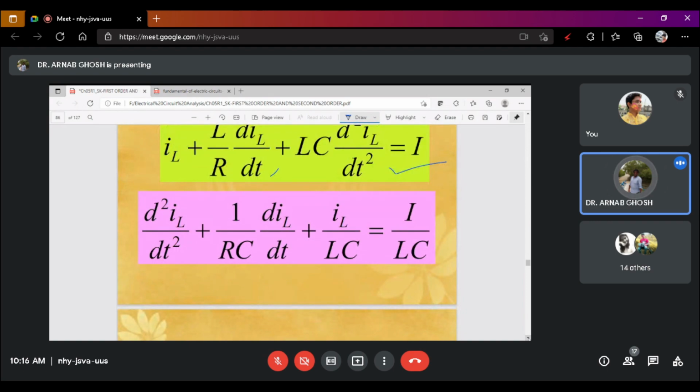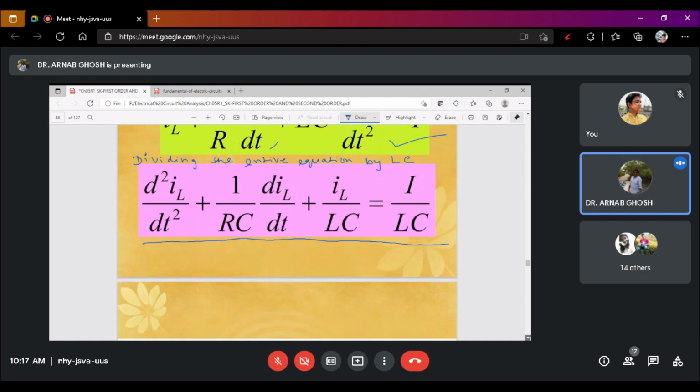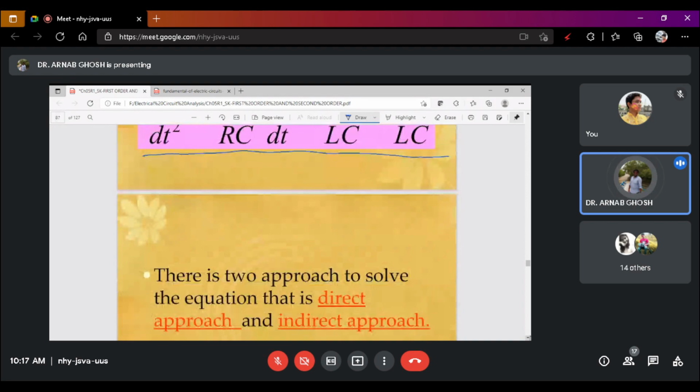Now what we are doing, we are writing the second order equation. So we will divide everything by LC. We are writing the second order equation, that is dividing the entire equation by LC. So what you get? d square IL by dt square plus 1 by RC dIL by dt plus IL by LC is equal to I by LC. Clear?